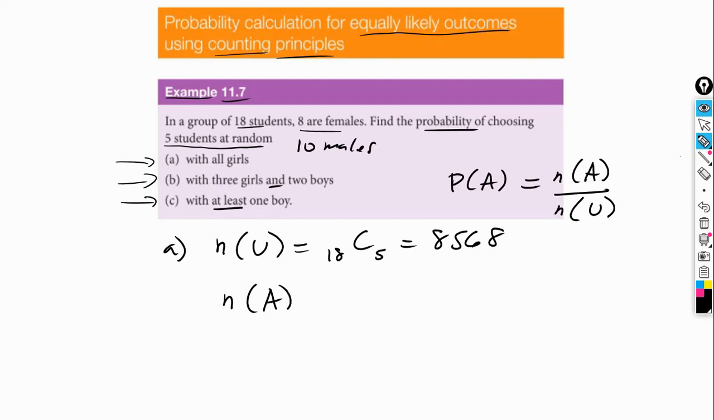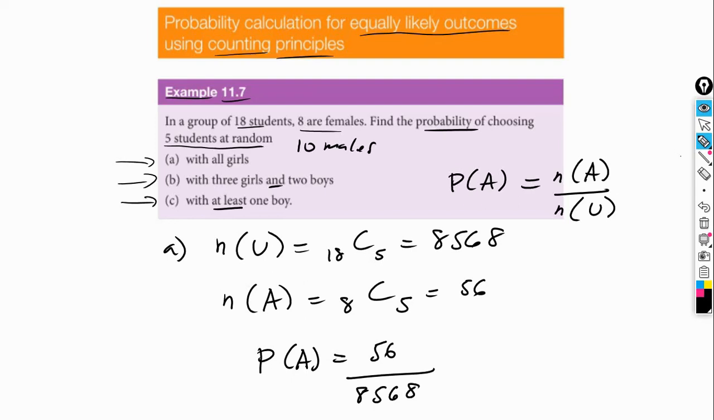So that means in how many different ways can we pick from 8 girls, 5 girls? And this is equal to 56. So that means that the probability of event A is equal to 56 divided by 8,568. And this is equal to 0.0065.